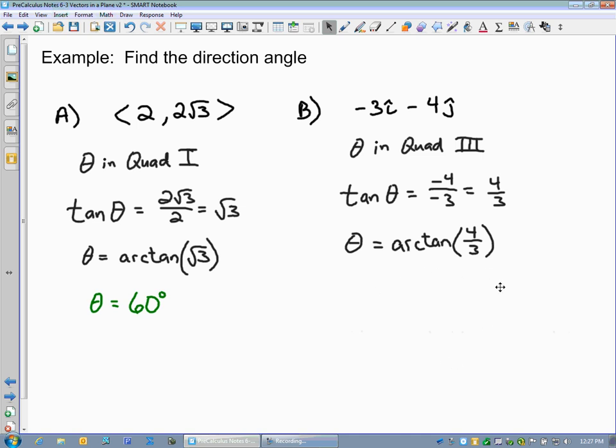Now, that's not one of our special right triangles, so we need to do that in the calculator. We're going to do this one in degrees. So if you're in degree mode and you put in arctan of 4/3, it gives you back 53.1, etc. However, that is not the correct answer. Because notice right here, we said theta is in quadrant 3, and this is a quadrant 1 angle. So I don't want this answer, I want the other answer.